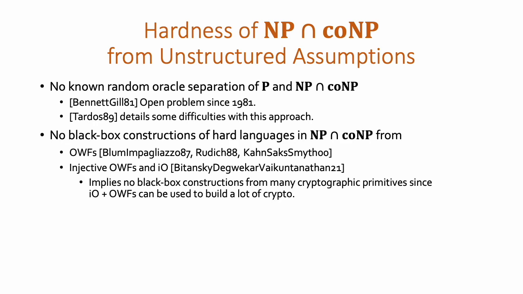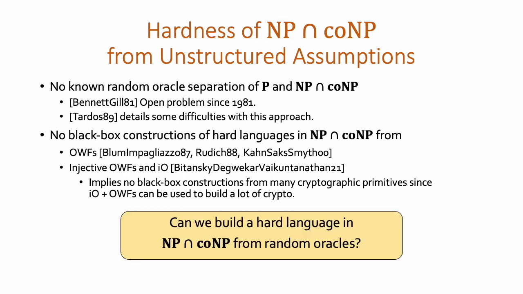On top of that, it has also been shown that there can be no black box constructions of hard languages in NP intersection coNP from one-way functions. A similar impossibility result also holds assuming injective one-way functions plus IO. Now note that IO plus one-way functions implies a lot of cryptographic primitives, so this rules out all of them.